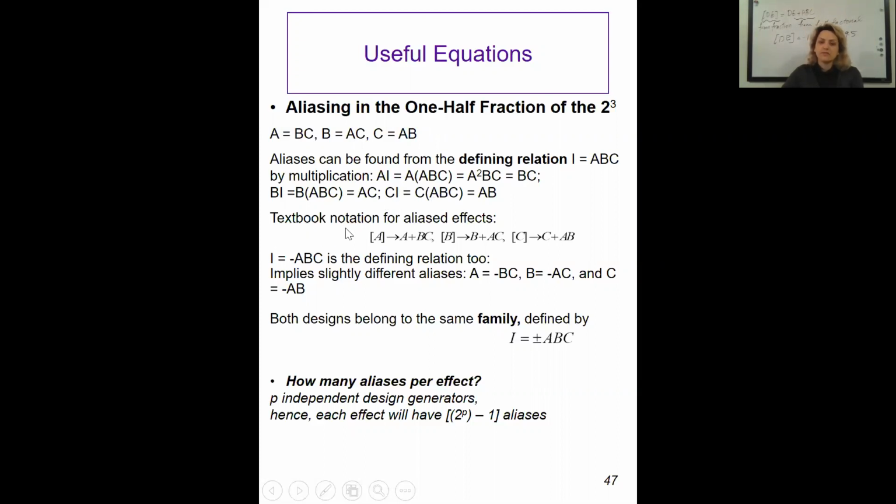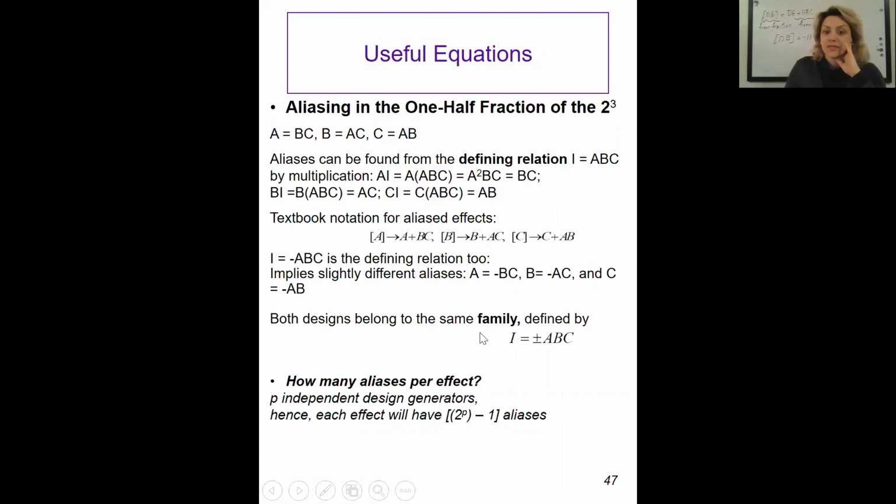In the textbook, as I said, we have this notation with a bracket like this, and for A we write A equal to A plus, for example, BC. So it means that A and BC are each other's aliases. We have it for B, and we can have it for C as well. That was for the principal fraction. For the alternative one, I is equal to minus ABC is the defining relation, which implies slightly different aliases. So it's going to give you this one, but this one is for the alternate fraction.